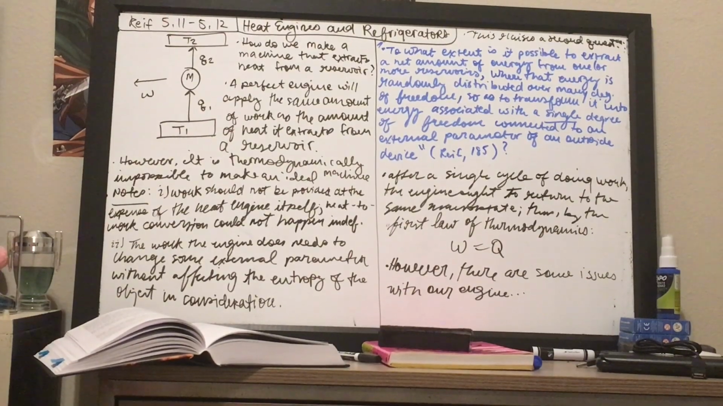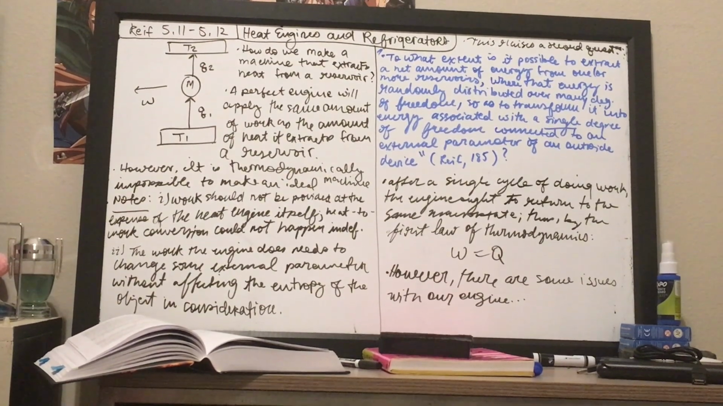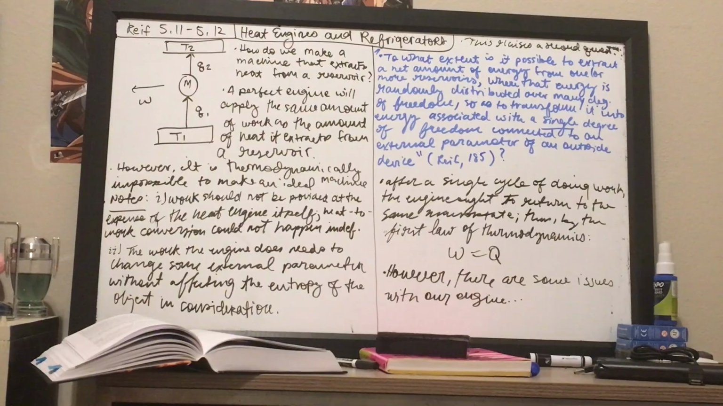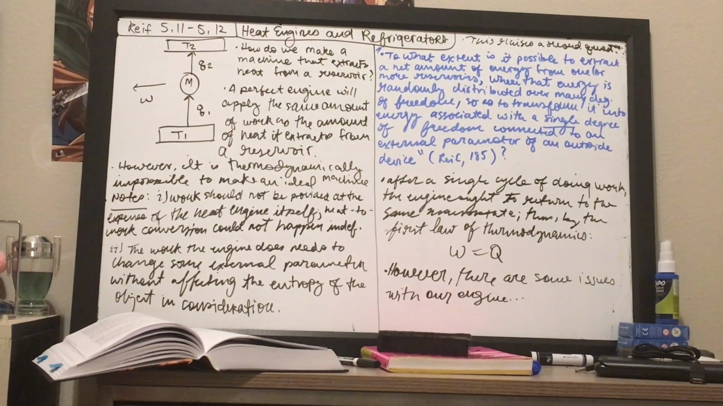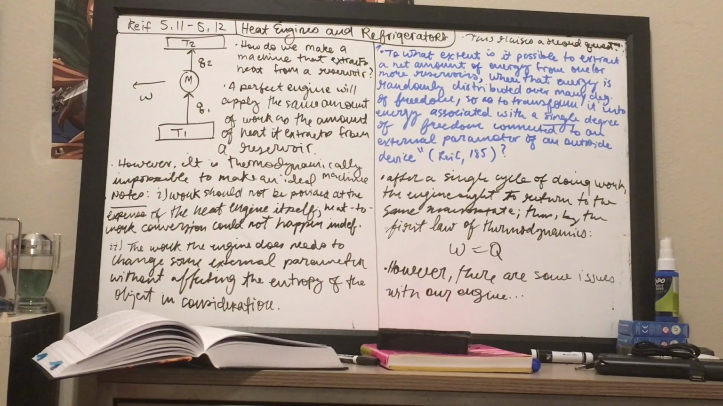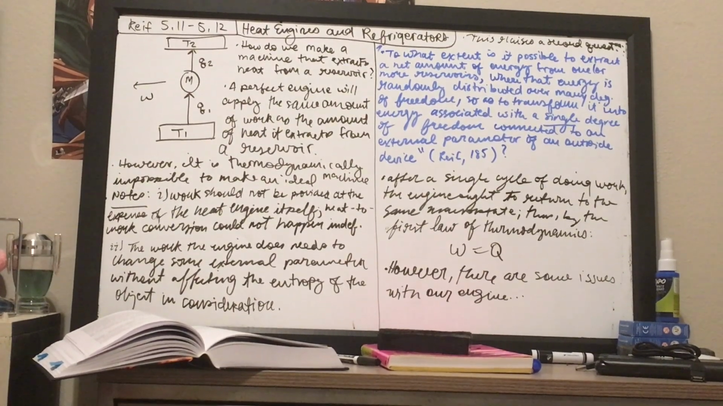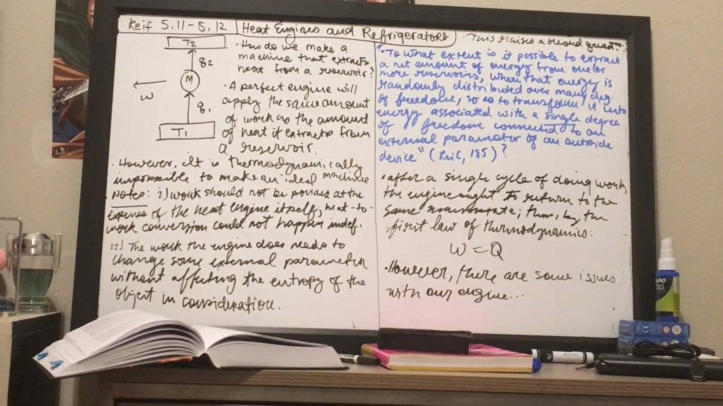And secondly, the work that the engine does needs to change some external parameter without affecting the entropy of the object in consideration. So essentially, whenever the work of the engine is done onto some system, that outside external parameter of the system has to change, but the overall state function of the entropy can't change, at least once again for the idealized case. So once again, those are two primary caveats to our engine question.